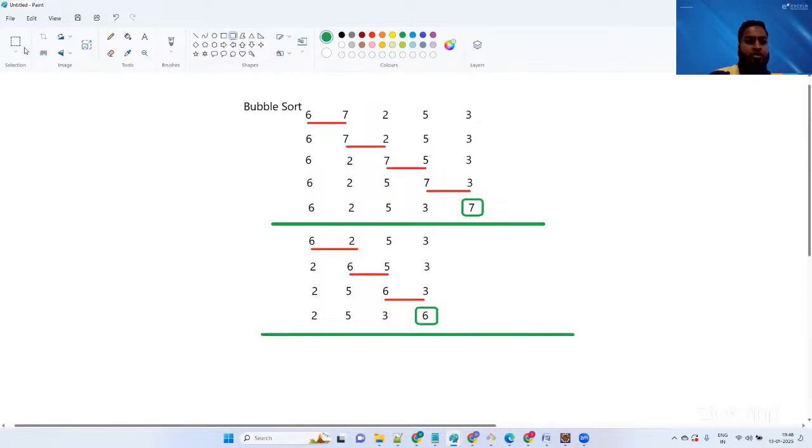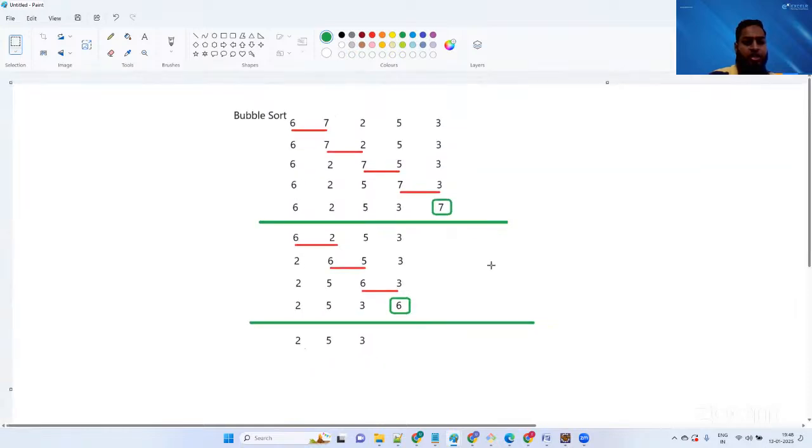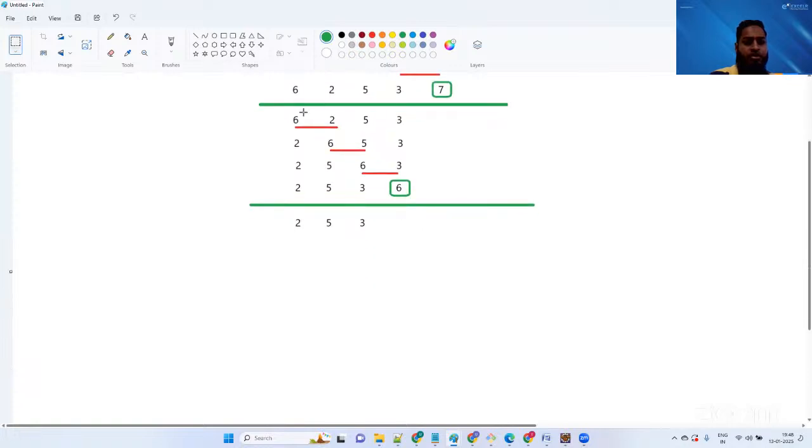And now, what are my unsorted elements? 2, 3, 5. So I'll write them and again start the comparison from the start. So 2 compared with 5. Do I need to swap? No need to swap because 2 is less than 5. So as it is, you can place all of them.